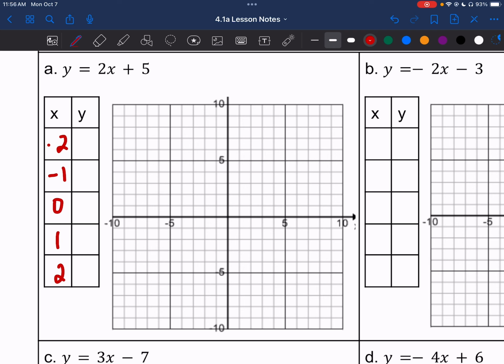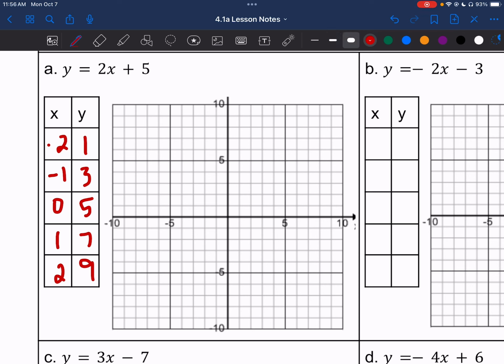If I substitute in -2 times 2 is -4, plus 5 is 1. -1 times 2 is -2, plus 5 is 3. 0 times 2 is 0, plus 5 is 5. 1 times 2 is 2, plus 5 is 7. 2 times 2 is 4, plus 5 is 9.